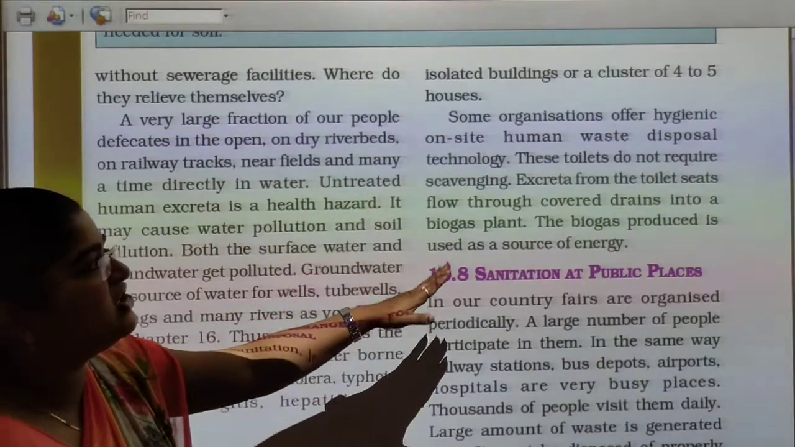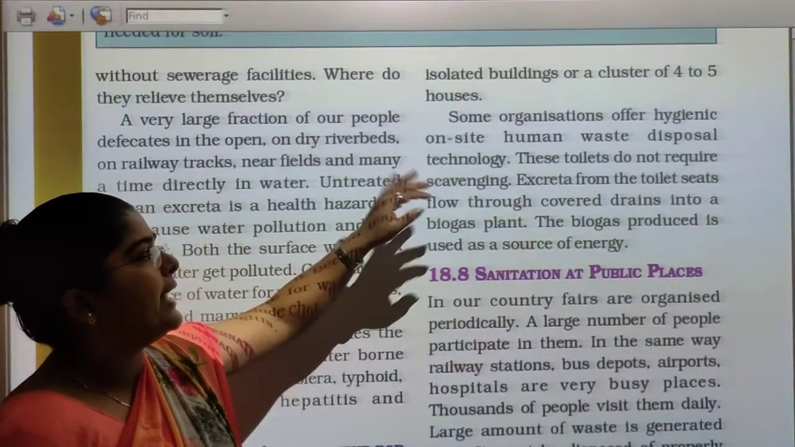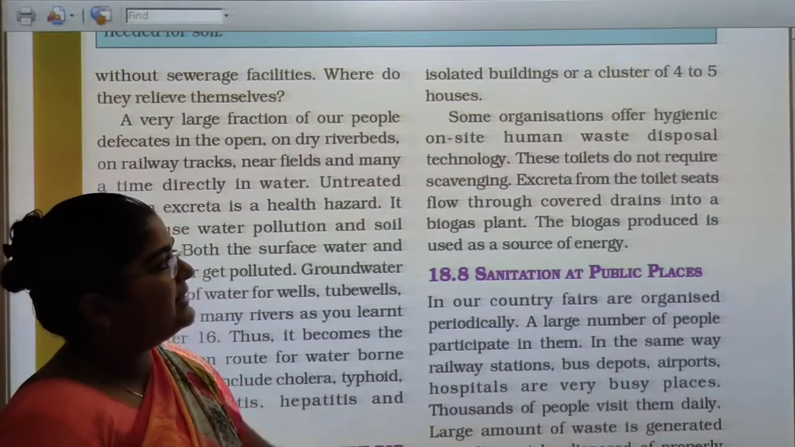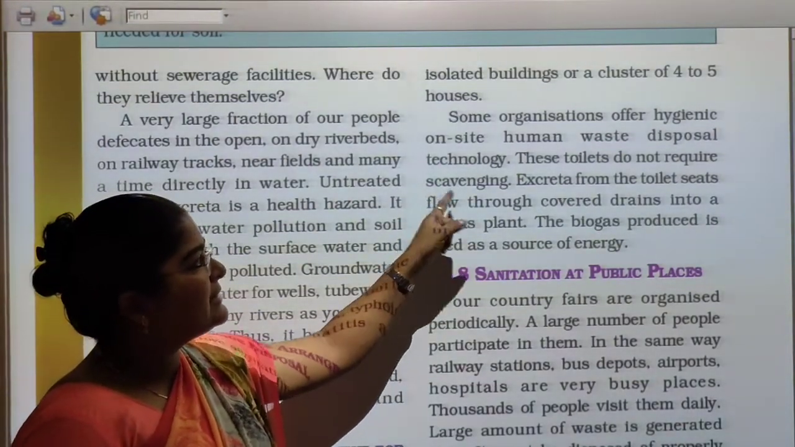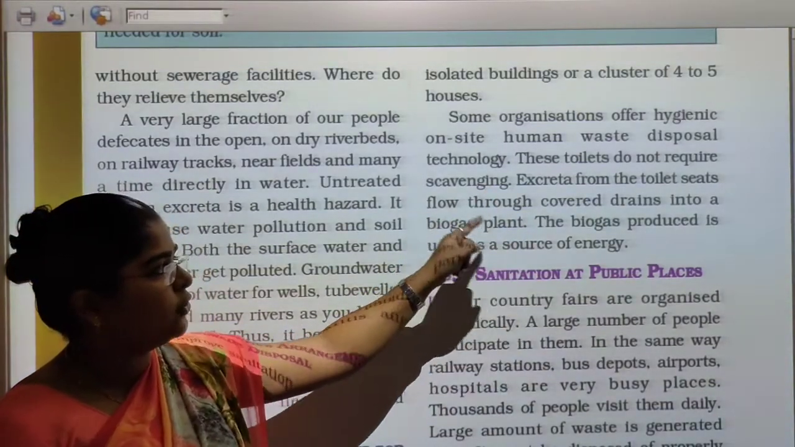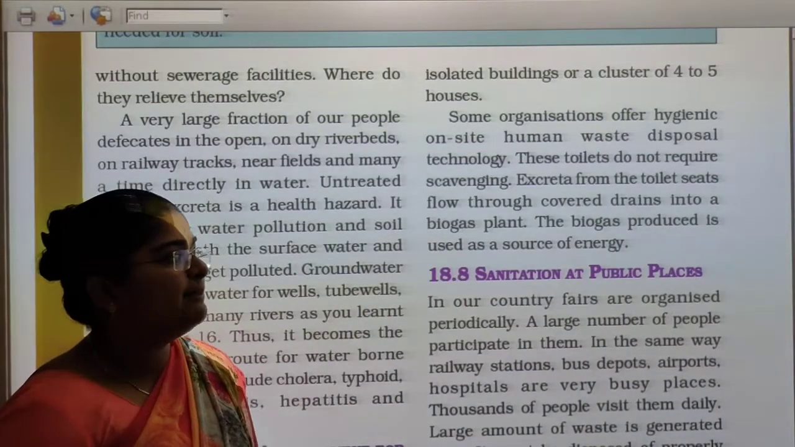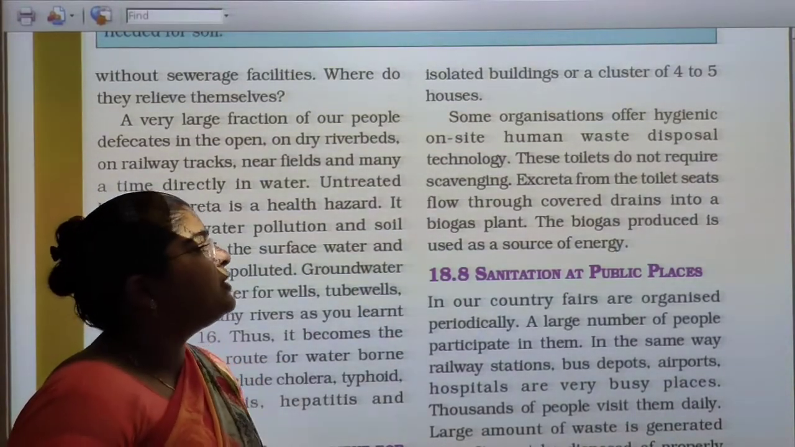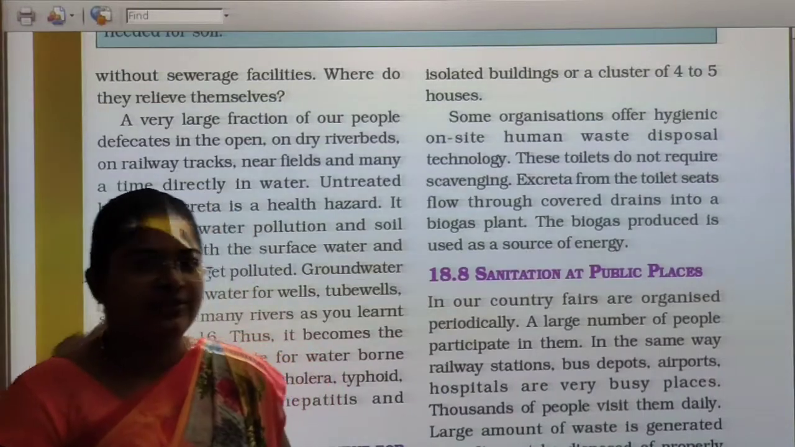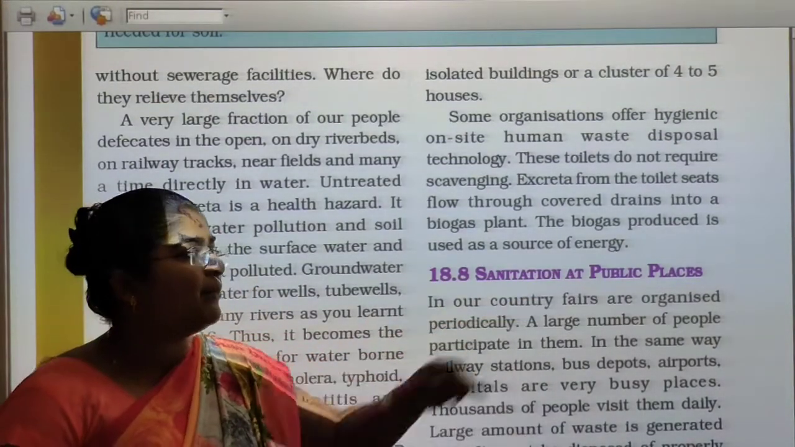Some organizations offer hygienic on-site human waste disposal technology. These toilets do not require sewers. Waste from the toilet seats flows through covered drains into a biogas plant, and the biogas produced is used as a source of energy. Now next topic, sanitation at a public place.